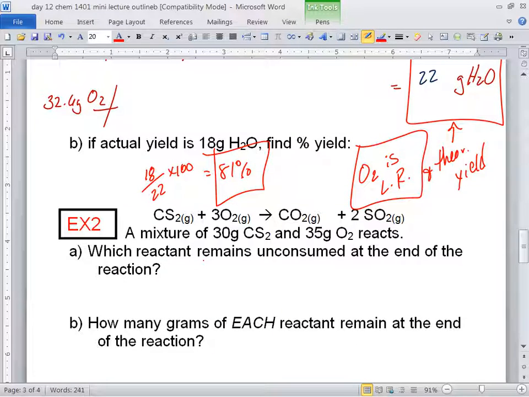So with this one, how do we write this? Do we just pick either one of these to put there? Because when it says a mixture of 30 grams and then 30 grams, what do we do here?